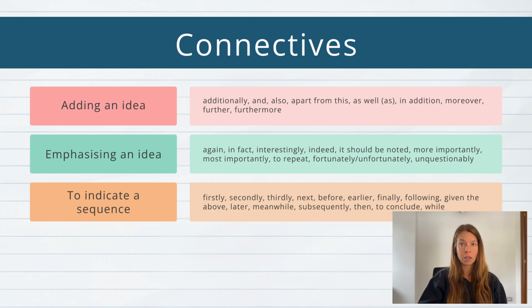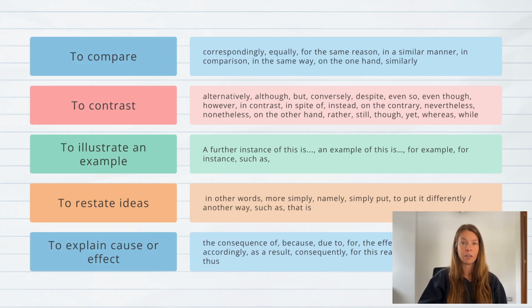You can take a screenshot of them. There are different types of words and expressions such as first, second, third, next to indicate a sequence. Maybe adding ideas, we can use very simply and, also, as well as. If we move on to comparing and contrasting, we can say things like in the same way, on the other hand, similarly. Maybe we want to contrast and we'll use things like but, conversely, even so, instead of.